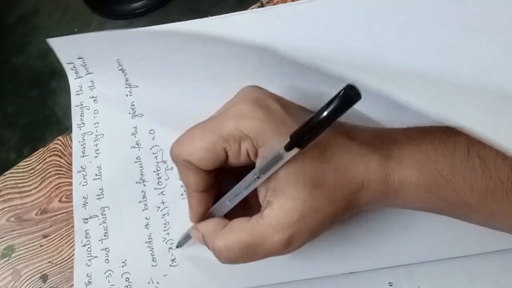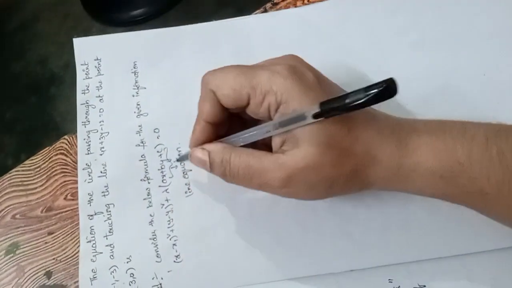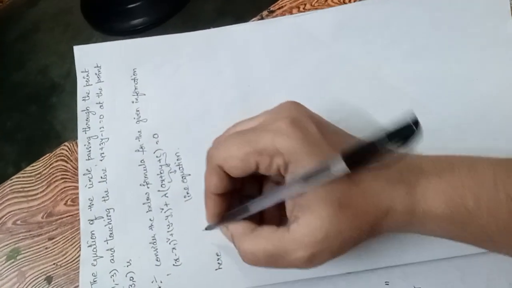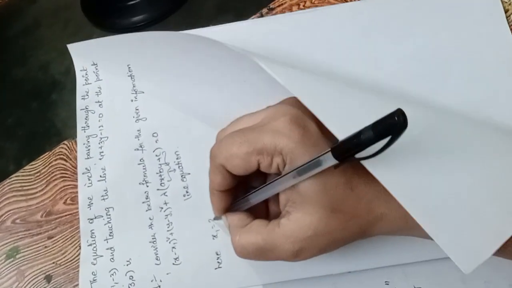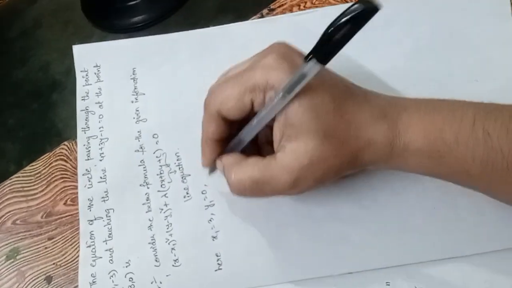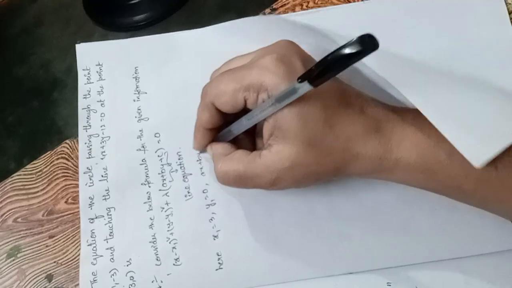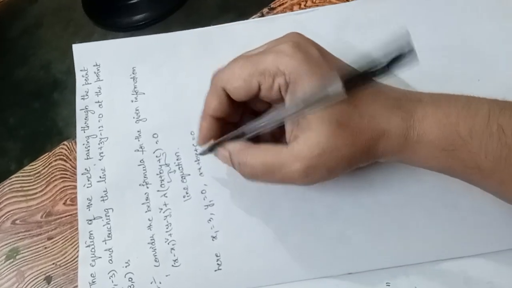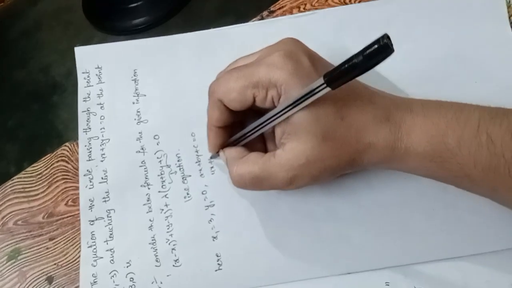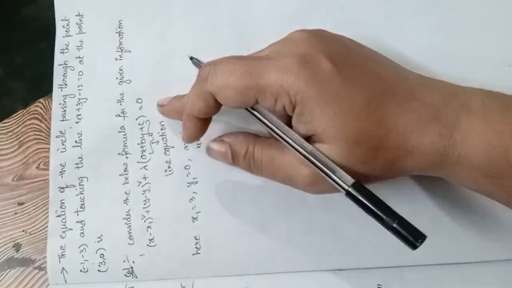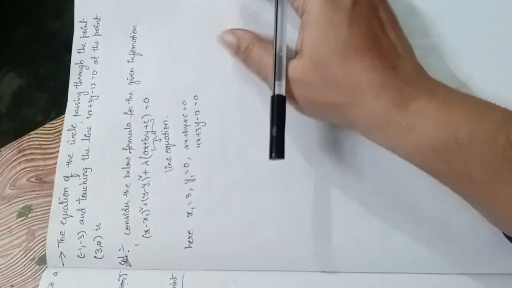And here x1, y1: we have the values x1 = 3, y1 = 0. And for ax + by + c = 0, the equation given is 4x + 3y - 12 = 0. Okay, this is the formula.